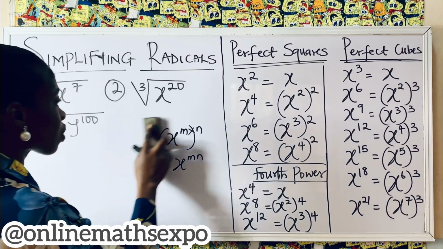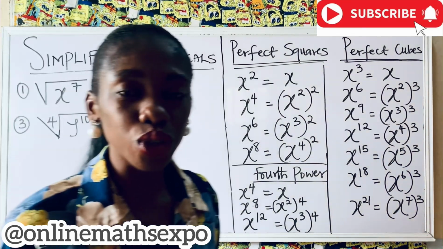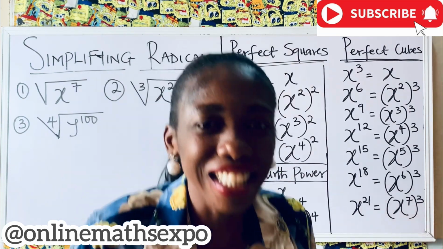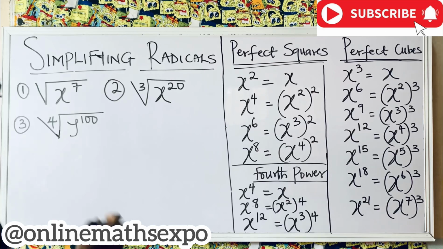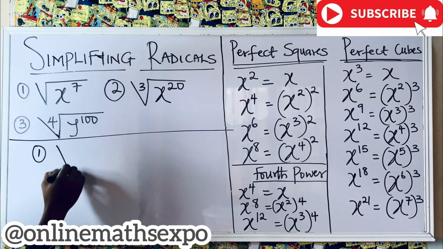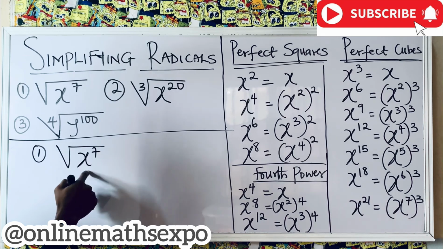Now, to answer this question, I'm going to show you the 2 ways you can do that, okay? You can choose your convenience. Now, join me as we do this together. So to answer this, we take the first one. We have the square root of x to the 7th.